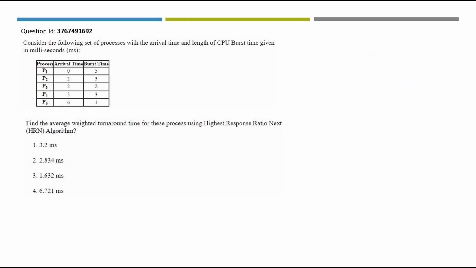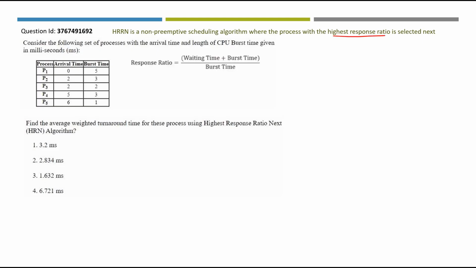Next question. Find the average weighted turnaround time for this process using highest response ratio next algorithm. HRN algorithm they have given. Actually it is HRRN algorithm. HRRN is a non-preemptive scheduling algorithm where the process with the highest response ratio is selected next. What is this response ratio? Waiting time plus burst time divided by burst time.